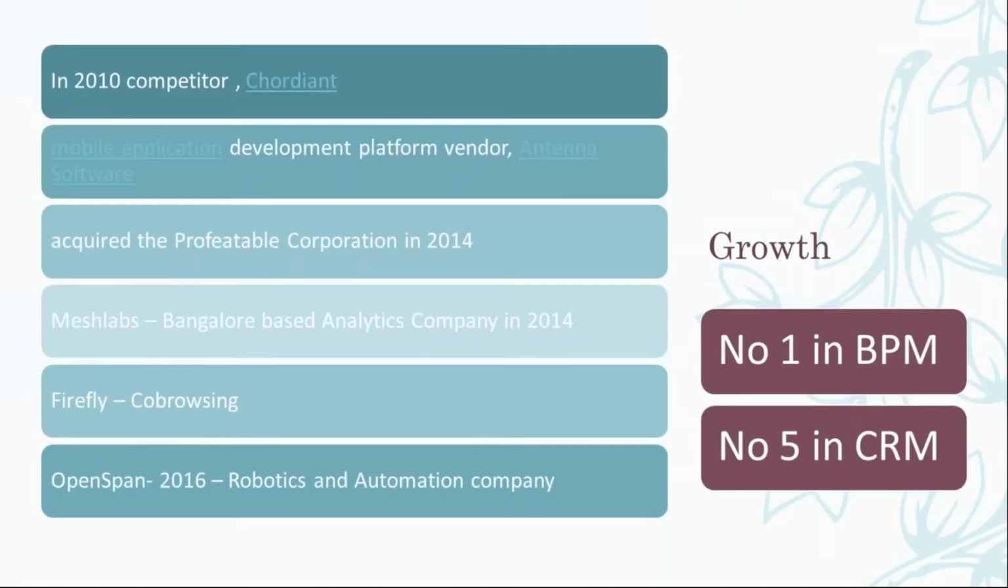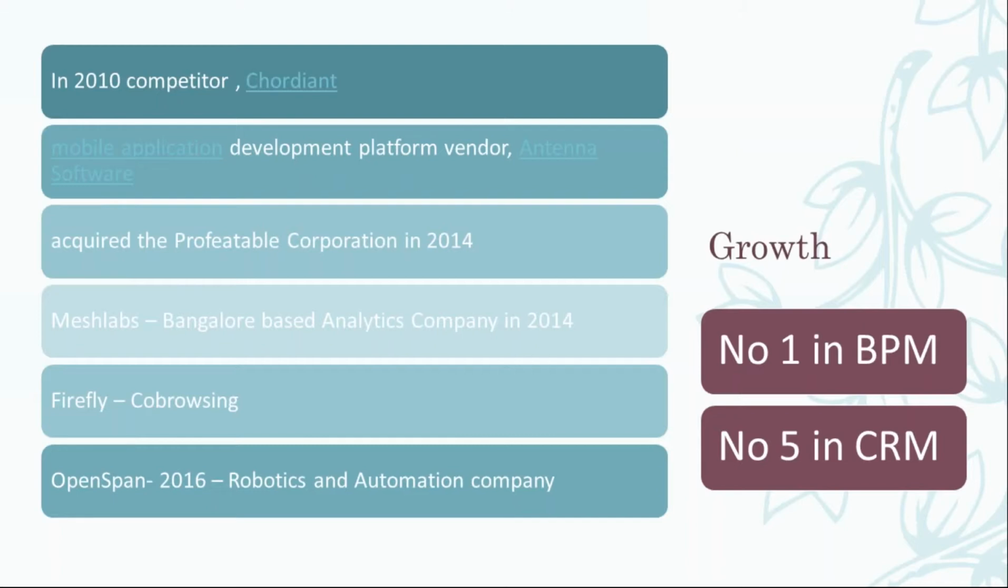So if you can see, Pega has been growing not only on its own product. They have acquired many more companies. There is Cordiant, a competitor, which they acquired in 2010. After that, they acquired Antenna Software for mobile compatibility. They acquired Profitable Corporation, a US-based company. MashLab is for analytics, which they acquired in 2014.